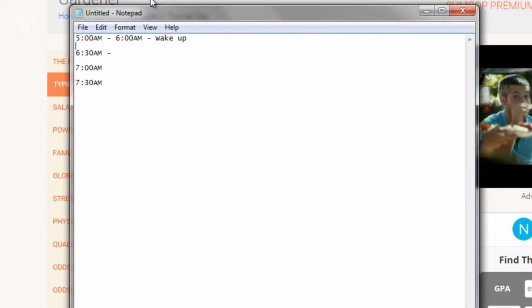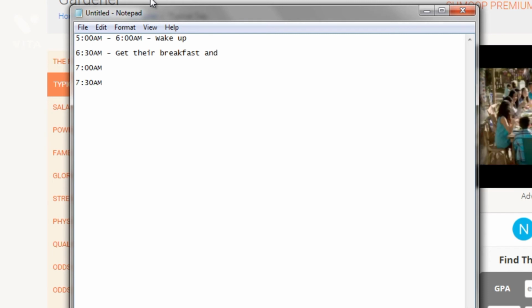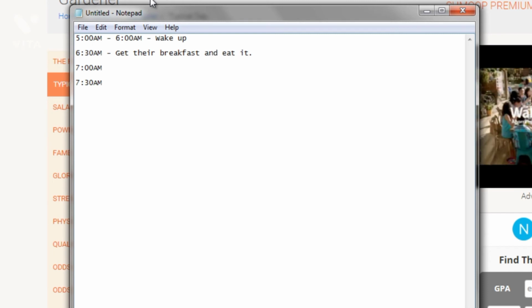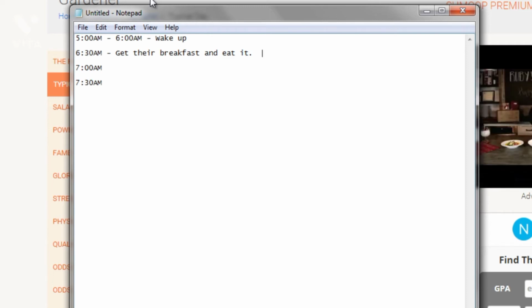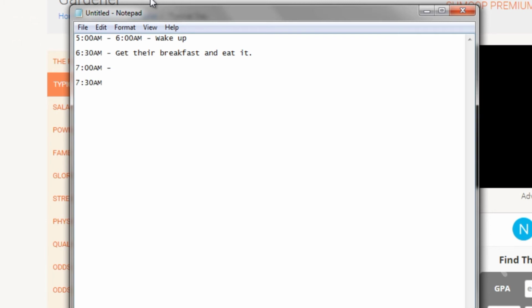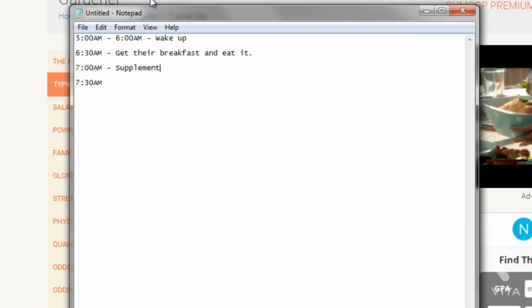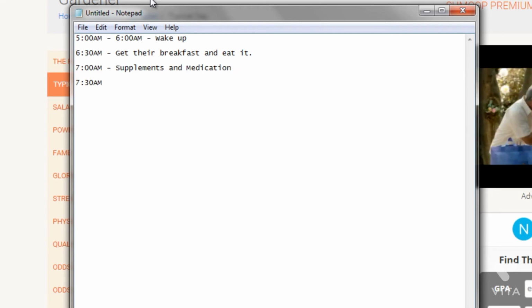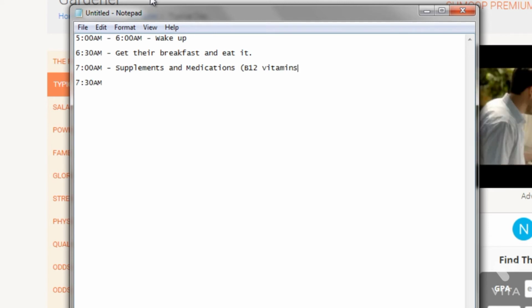they wake up, they get their breakfast and eat it. You can even think, what do they eat? That could be a potential product and service. And do they take their medication? Are they taking medication that will help them get excited and energized about the day? Maybe they take supplements and medications, maybe B12 vitamins. Just write it out. There's no right or wrong answer right now.